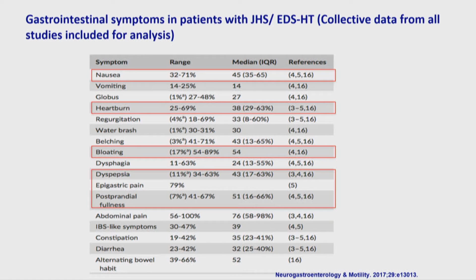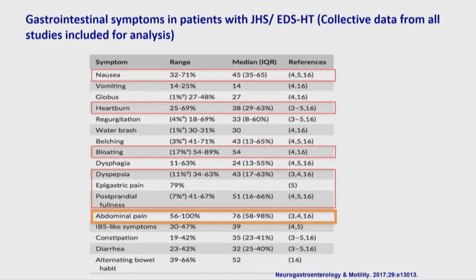And dyspepsia, which is indigestion, and there are two types of indigestion. One which is associated with a lot of pain, called epigastric pain. That is very common, almost 80%. Whereas postprandial fullness, which is fullness after a meal, is also very common. These are the two different types of indigestion which is recognized in the international literature. Those two are very, very common in our experience in the patients that we see.